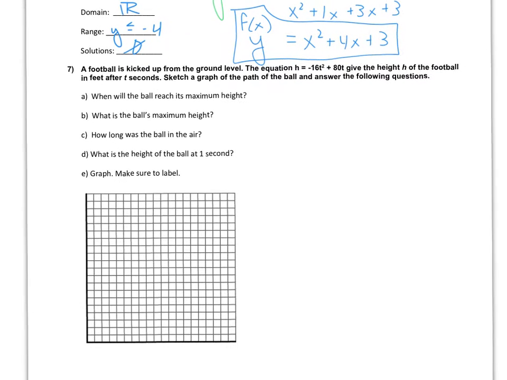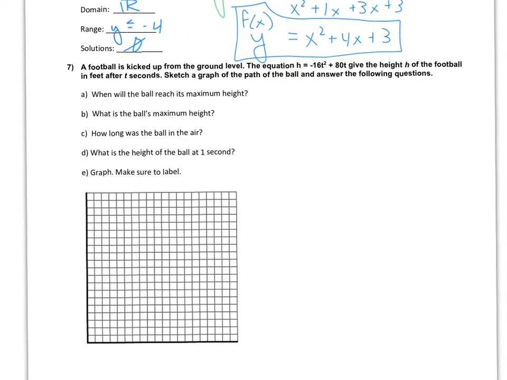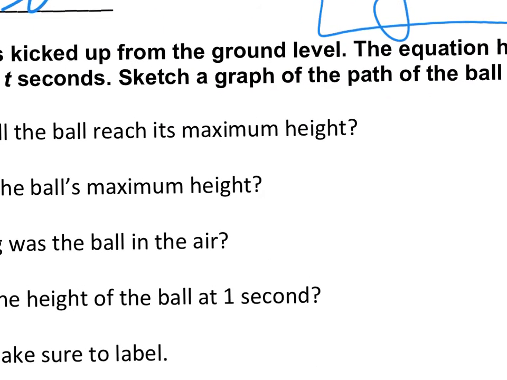Let's see. We've got a football that's being kicked. We've got h equals negative 16t squared plus 80t. Sketch a graph. When will the ball reach its max height? Max height is dealing with your axis of symmetry, so that's your AOS.